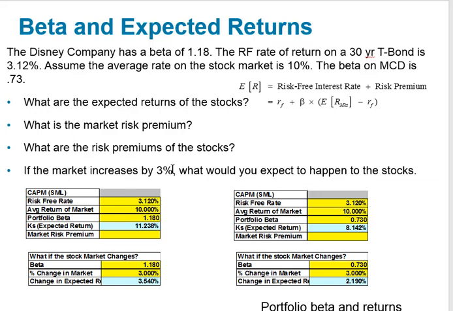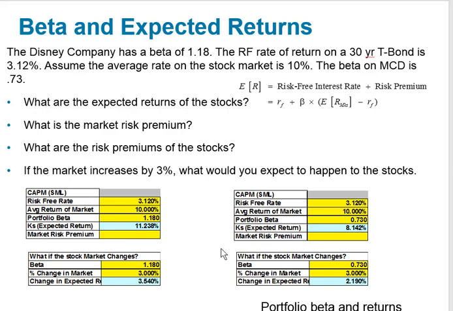What is the risk premium of the stock? Now you take the expected return and you subtract the risk-free rate. So 11.2 minus 3.1, that's 8.1 is the risk premium if you invest in Disney. 8.1 minus 3 is roughly 5% if you invest in McDonald's.